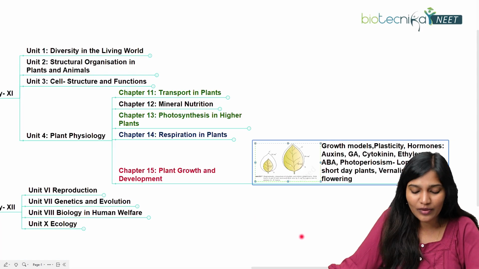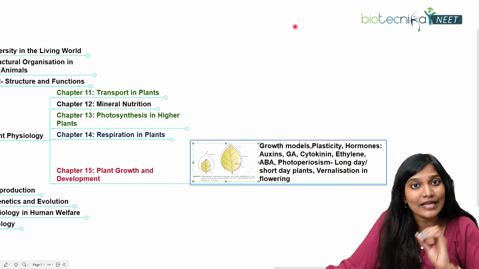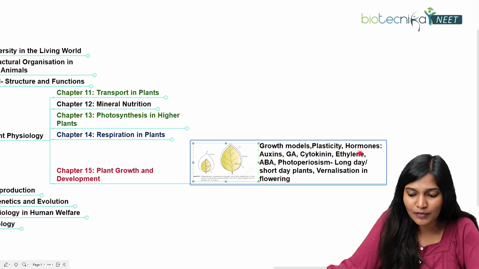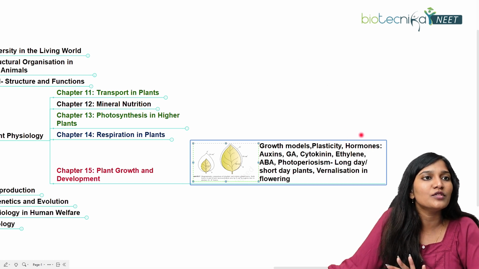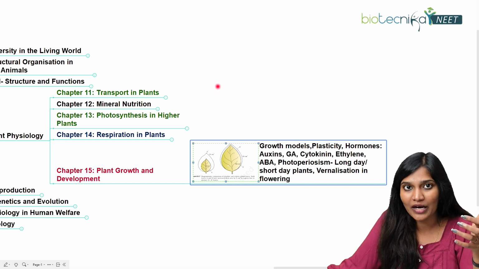And growth models, you have to go for lag phase, log phase, all the growth phases, logarithmic phase, arithmetic phase, everything. And what is plasticity? Examples, very specifically coriander examples you have to go for. And all the hormones which are given in the book. In the case of gibberellic acid and all, you have to remember the history behind it.